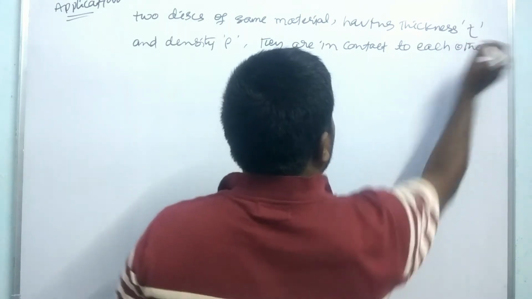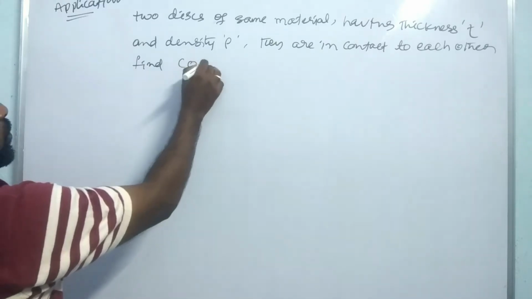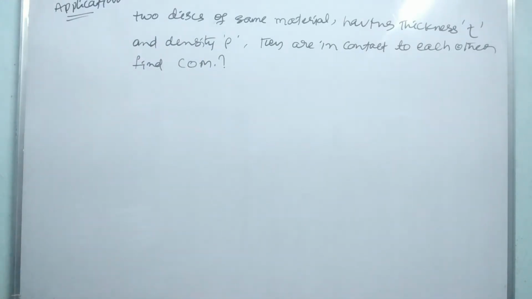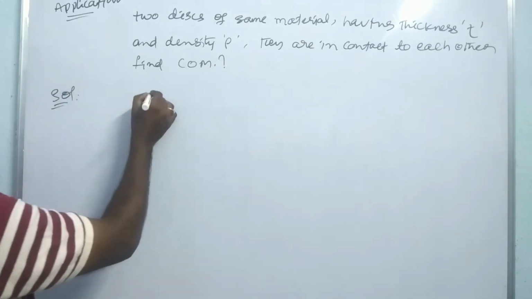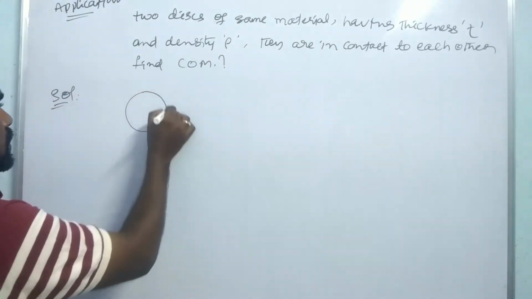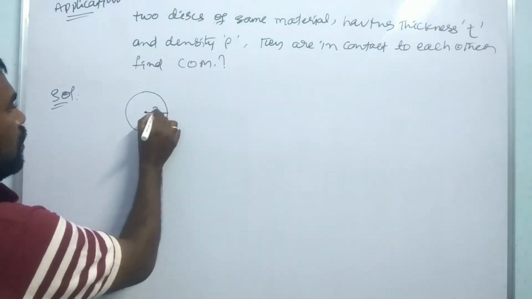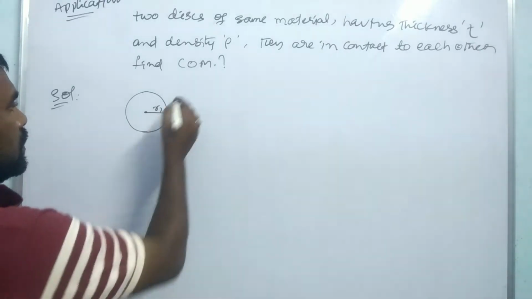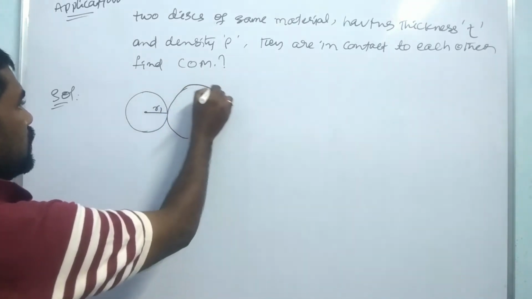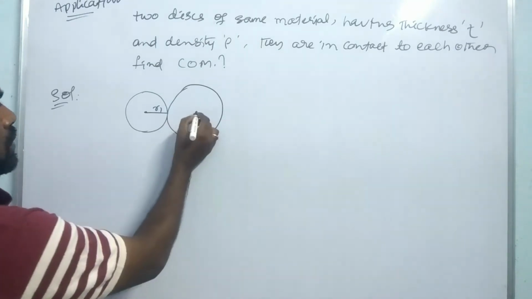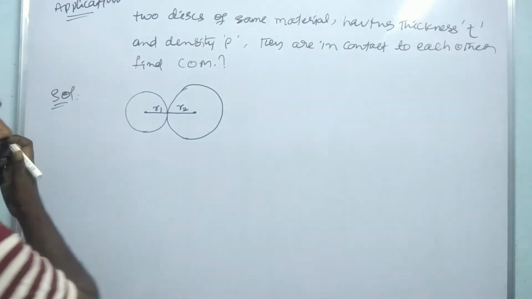Find center of mass. Very important, right? So how can we find it? Here there is a circular disc having the radius r1, right? Here one more circular disc is there, with radius r2.